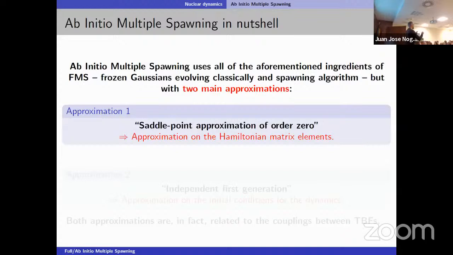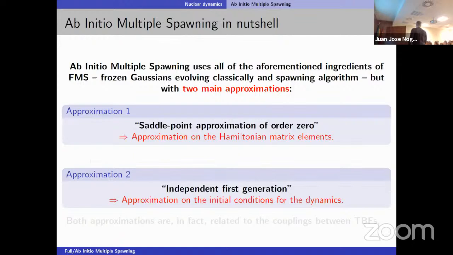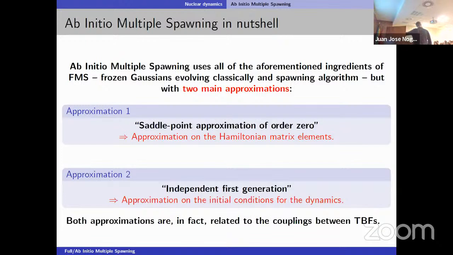The other approximation we're gonna do is called the independent first generation approximation, and it will be related to the way we initialize the ab initio multiple spawning dynamics. Basically, all of these approximations will be related to the coupling between the Gaussians. So let's have a look at that.